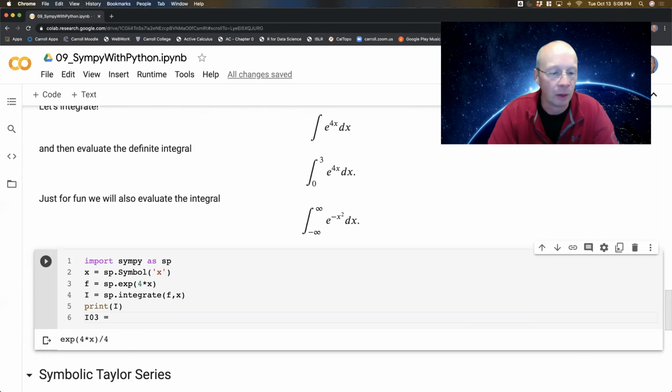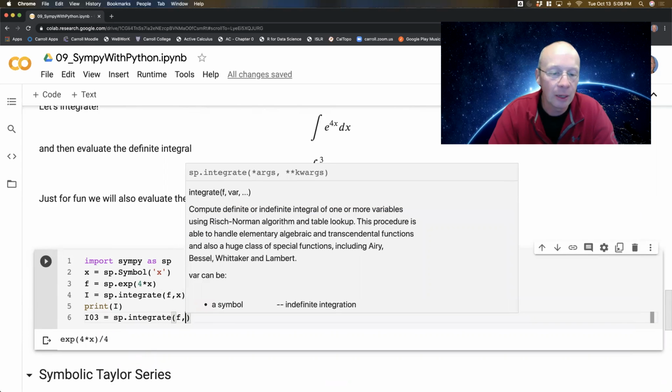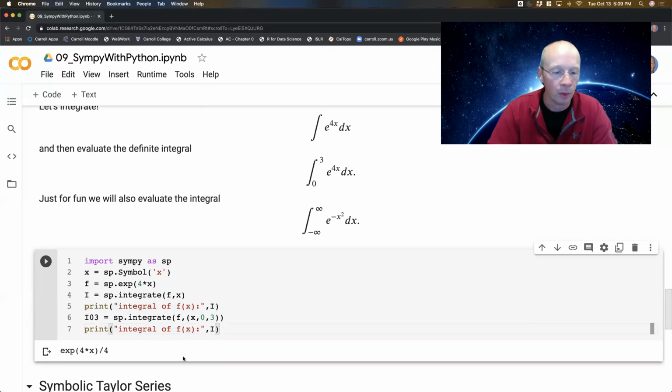Well, what if I do the definite integral? So let's do sp.integrate of f with, now I'm gonna send it a tuple of things. So tuples are in parentheses here, that's gonna be x from 0 to 3. Okay, and it didn't do anything, so here, let's clean this up. This is integral of f of x, colon, and then this is going to be integral of f of x from 0 to 3. So this is the definite integral. And I just call it I03.